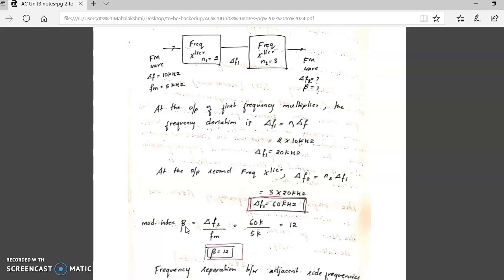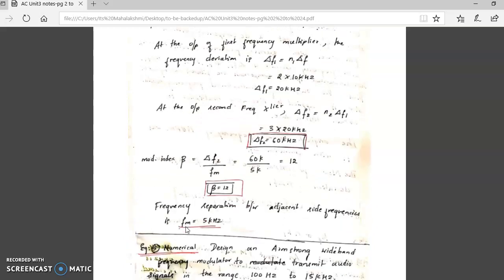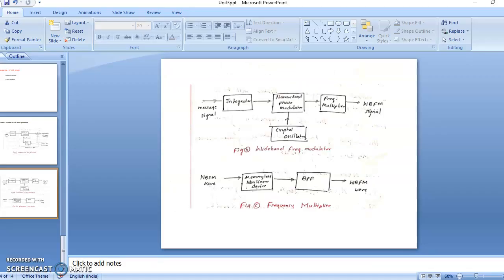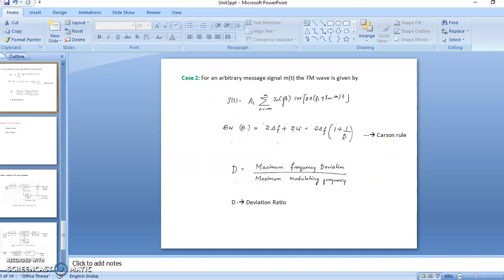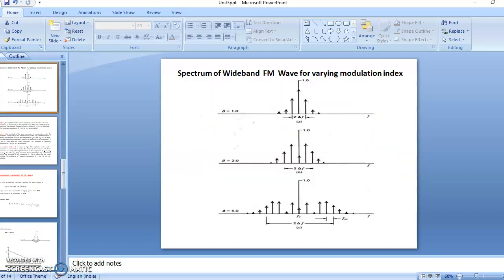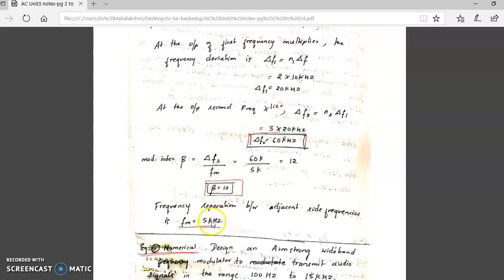So he has asked one more question. What should be the frequency separation between adjacent side frequencies? So this I have explained in this figure. That is nothing but he's asking what is the separation between any two adjacent frequency components here. So it is nothing but Fm. So you have to write the answer Fm. So that is nothing but 5 kilohertz will be the frequency separation. Hope you have understood this problem.